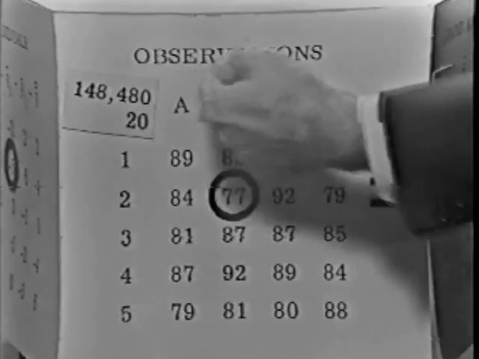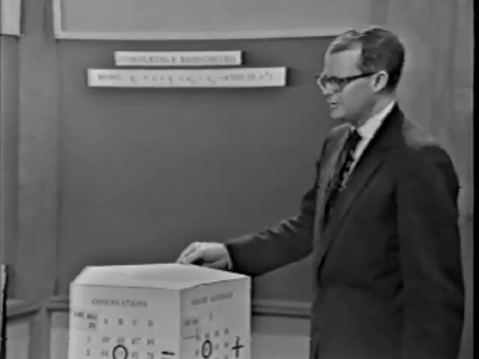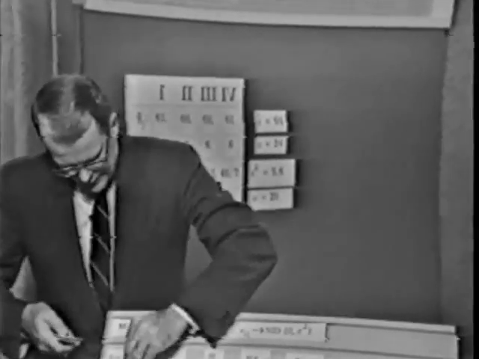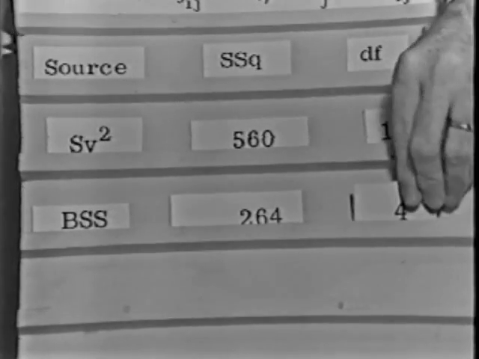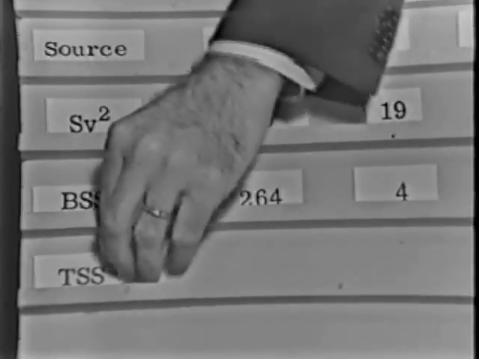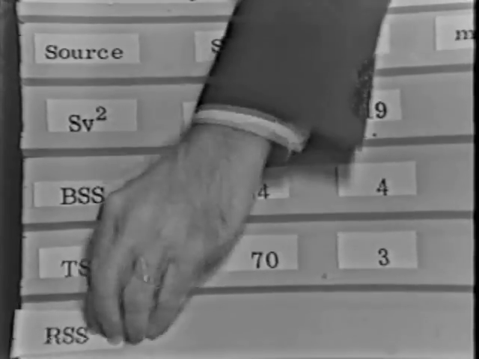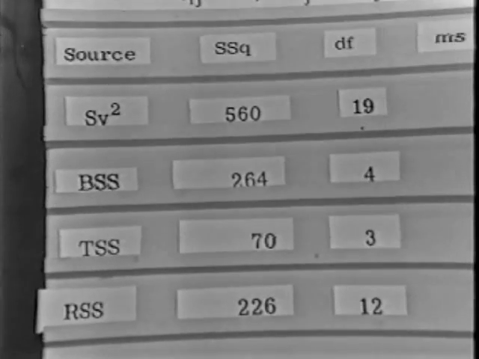And so once again, we can look at the analysis of variance table now, the fracturing of these sums of squares into their component parts, because they also add up. Okay, let's do that. It'll only take a moment. Here's the corrected sum of squares, 560, with 19 degrees of freedom. The block sum of squares is equal to 264, with 4 degrees of freedom. And the treatment sum of squares was 70, you may remember, with 3 degrees of freedom. And the residual sum of squares turns out to be, by subtraction, 226 with 12 degrees of freedom.